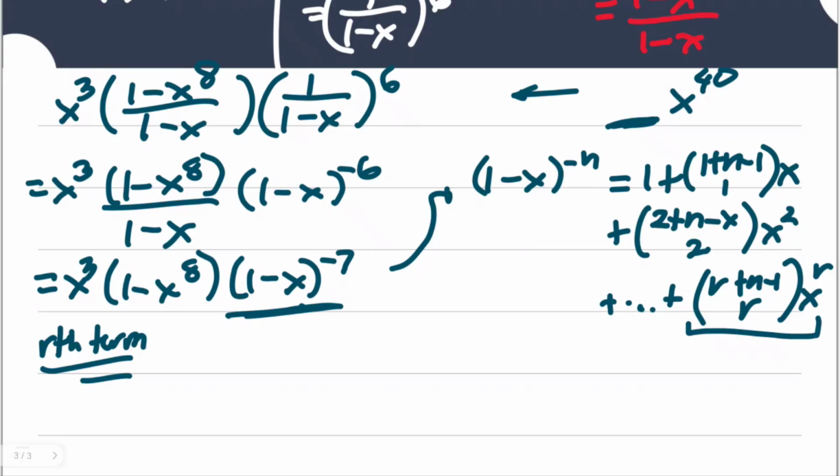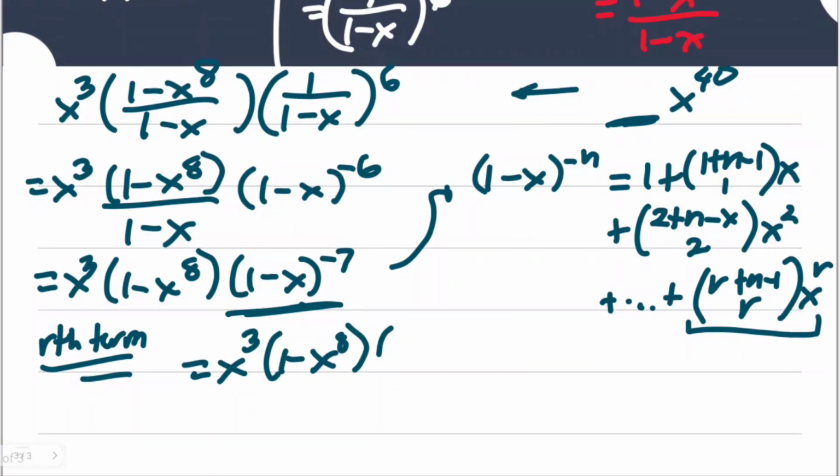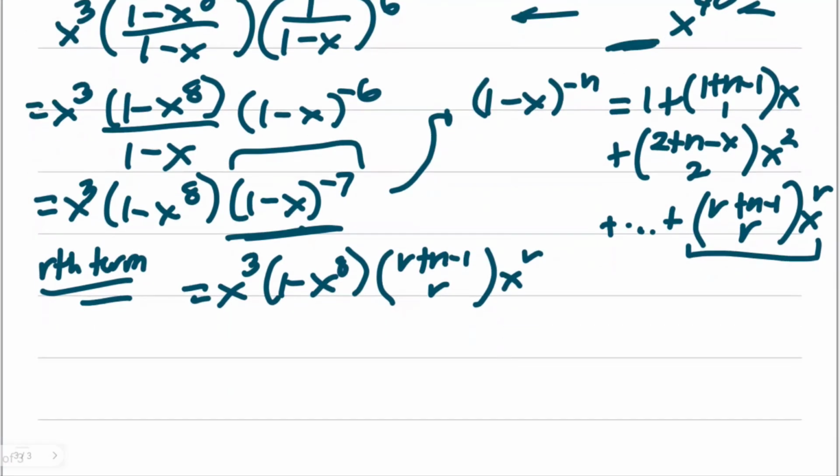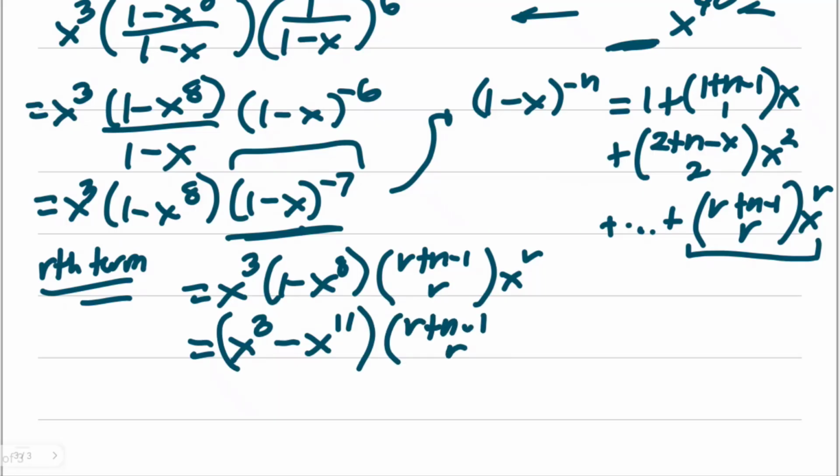Okay, so this would be equivalent in rth term, x cubed 1 minus x to the power of 8, and instead of this form, we'll be writing r plus n minus 1, combination r, for your x to the power of r for our rth term. And our r later on will be changed to a certain number which would match 40. So with that, simply multiply this 2. You will have x to the power of 3 minus x to the power of 11, right? By multiplication. And again, this is to be multiplied by r plus n minus 1, combination r, x to the power of r. This will be multiplied here.